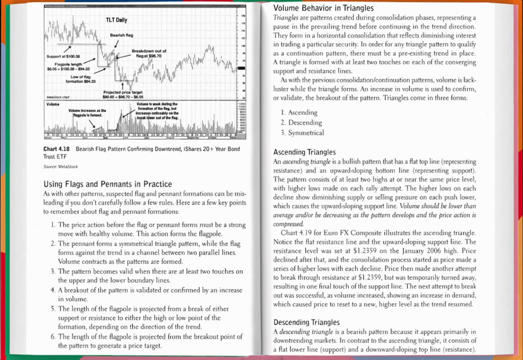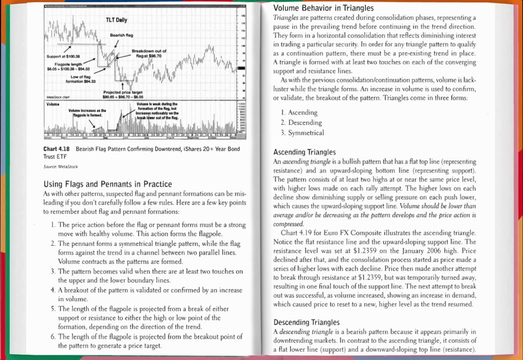Using flags and pennants in practice. As with other patterns, suspected flag and pennant formations can be misleading if you don't carefully follow a few rules. Here are a few key points to remember about flag and pennant formations. 1. The price action before the flag or pennant forms must be a strong move with healthy volume. This action forms the flagpole. 2. The pennant forms a symmetrical triangle pattern while the flag forms against the trend in a channel between 2 parallel lines. Volume contracts as the patterns are formed.